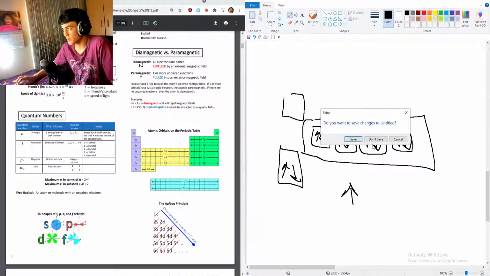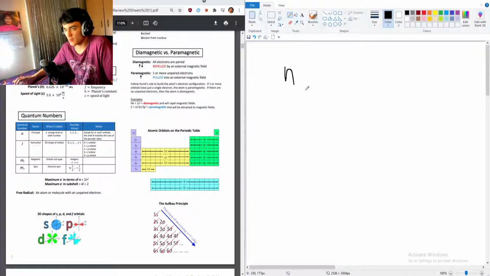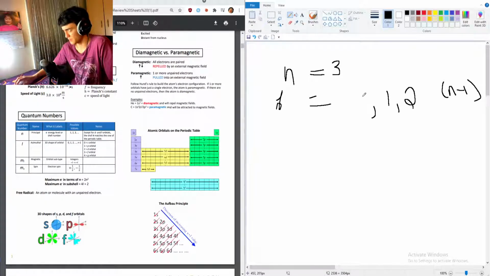Just to refresh it in my mind, the n would be given to you, because how would you know? They would tell you which one they're talking about. It could be 1, 2, 3, and it could keep going. So let's say n was 3. That means L has to be 0. It could go up to 2 because it's n minus 1. Then it's 1, 0. You have to always have a 0.